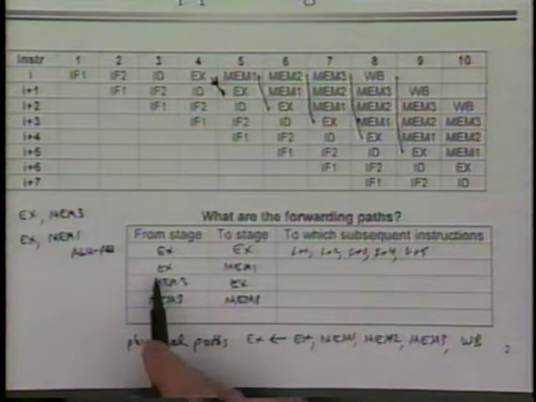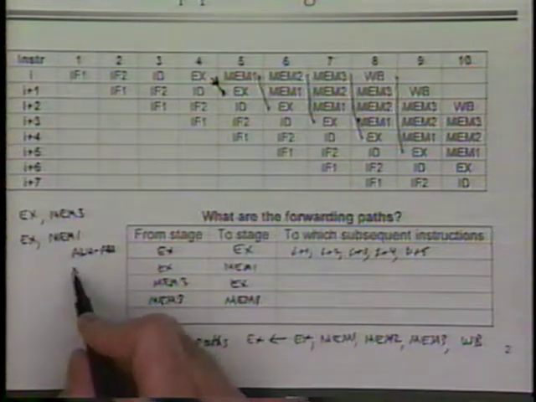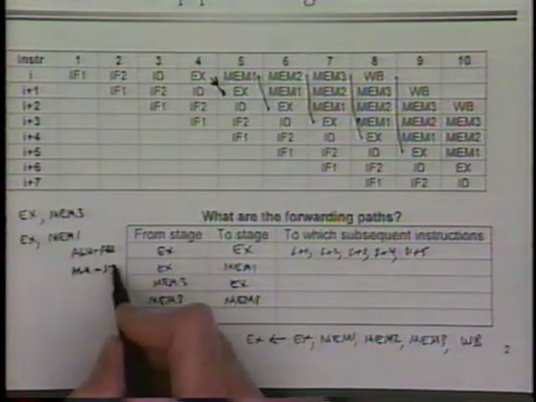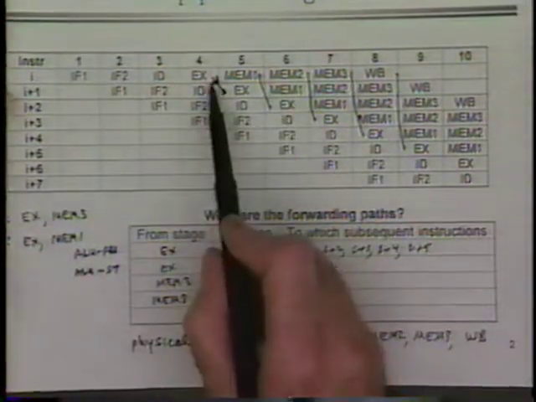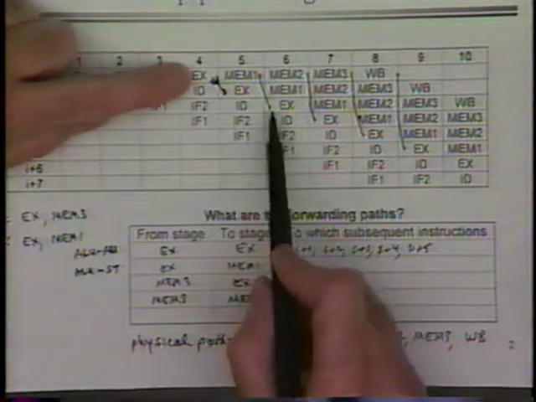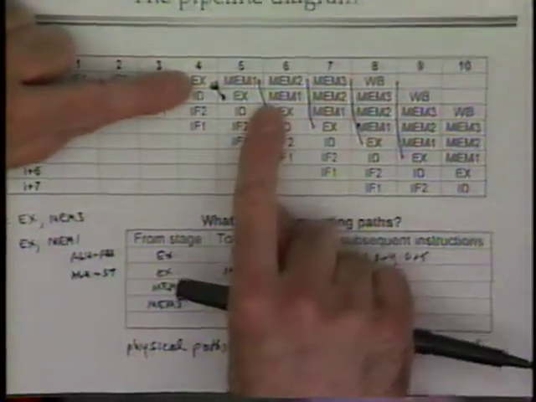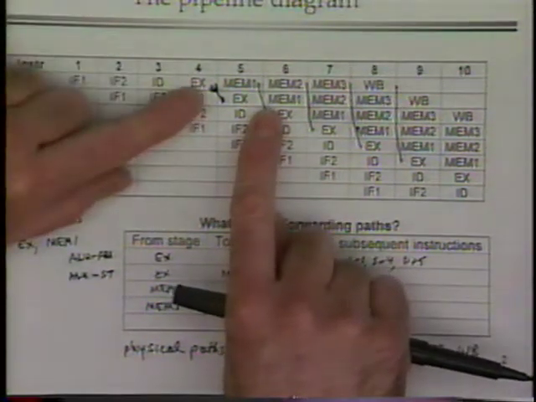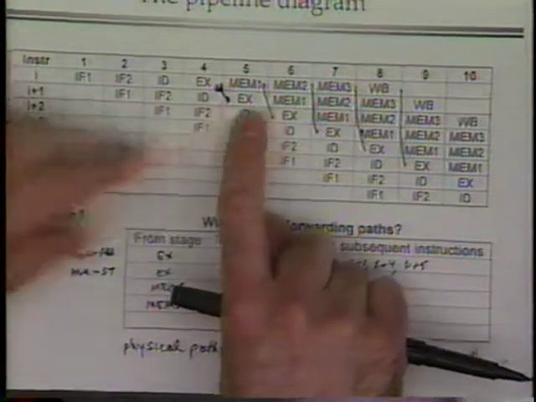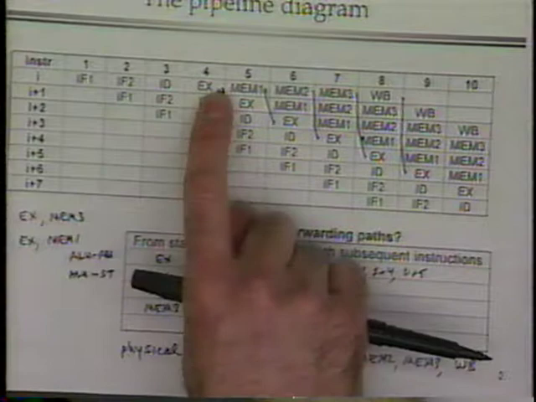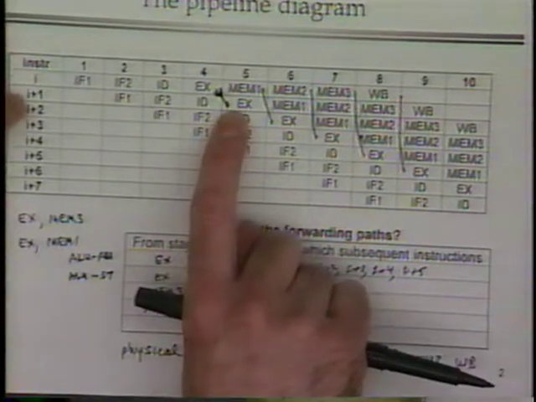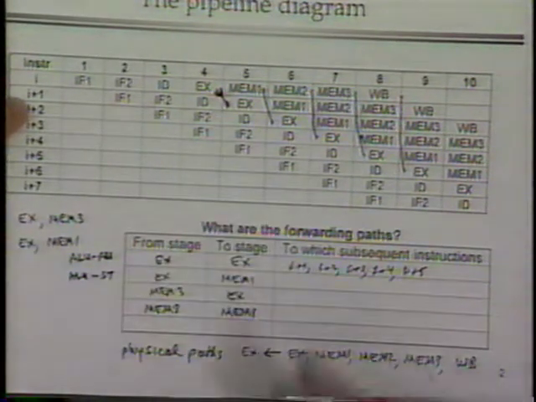Okay, what about execute to mem1? That's an ALU operation followed by a store operation. Well, output of execute, we've got to get to the input of mem1 in the following cycle. Well, we could do it either by forwarding from execute to execute or by forwarding from mem1 to mem1. We've already got an execute to execute, so let's do that. We don't need any additional physical paths.